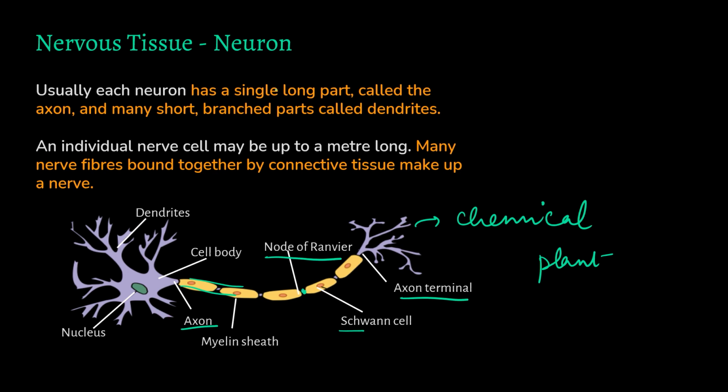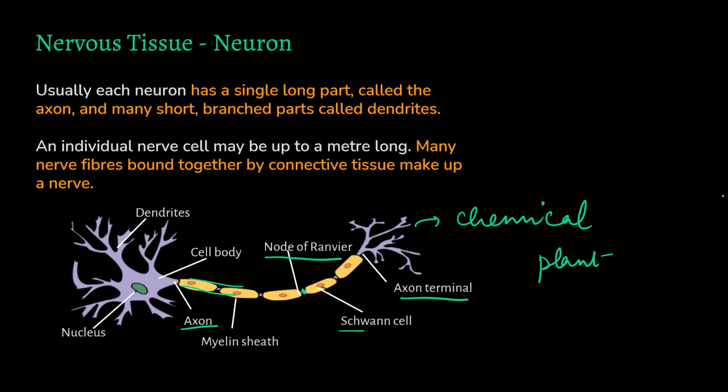All right, so usually each neuron has a single long part called the axon and many short branched parts called the dendrites. An individual nerve cell may be up to 1 meter long. Imagine how many nerve cells may be stacked inside our body, inside our brain, inside the spinal cord. Many nerve fibers, bound together by connective tissue, make up one nerve.